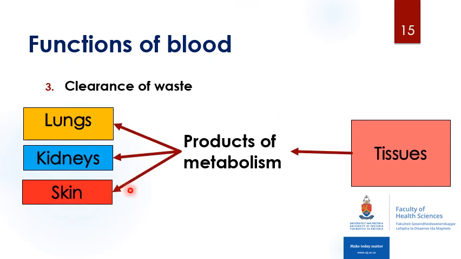Blood is also important for the clearance of waste from your body. So as we mentioned already, carbon dioxide is transported from your tissues to your lungs where it gets excreted. But other products of metabolism can also be transported to your kidneys where they can be excreted in your urine, or to your skin where they can be excreted in your sweat. And they have to be transported in your blood to these different organs.